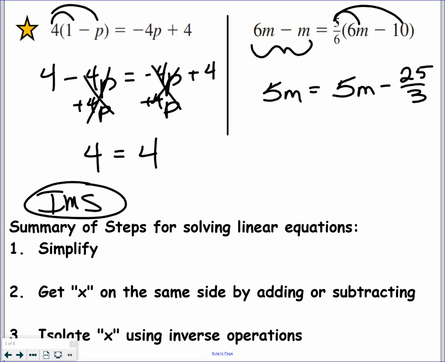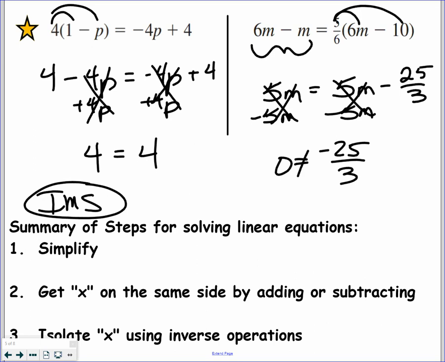Now, you can put that as a decimal. You just don't need to. It's 25/6, which reduces. I'm going to subtract 5m. Uh-oh. It cancels out on both sides. 0 does not equal negative 25 thirds. So these two are not equal to each other, and so therefore there is no solution.